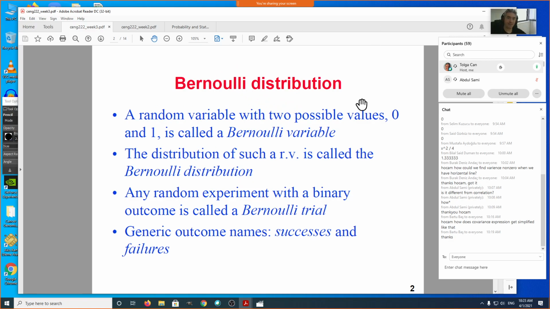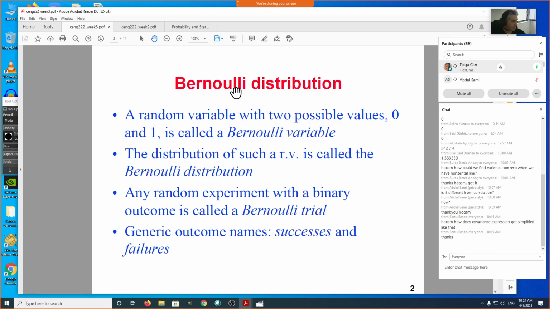The simplest discrete random variable is a random variable which gets just two values, just 0 and 1, nothing more. That's called a Bernoulli distribution, and such an experiment is sometimes called a Bernoulli trial. In a Bernoulli trial, you make an experiment, and the result of this experiment is binary.